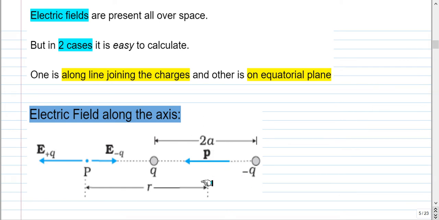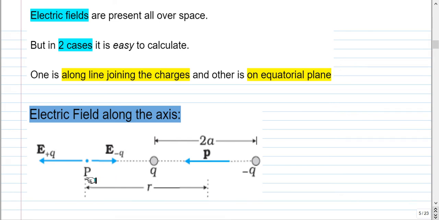This is a dipole, minus q and plus q, separated by a distance 2a, and let us find the electric field at a point P, which is at a distance r from the center of the dipole. This is the midpoint of the dipole, so the point P is at a distance r from the middle of the dipole. The electric field at point P will be due to the positive charge q and the negative charge minus q. Electric field is force acting on unit positive charge. So electric field due to plus q will be a repulsive force towards left, and electric field due to minus q will be an attractive force towards right.